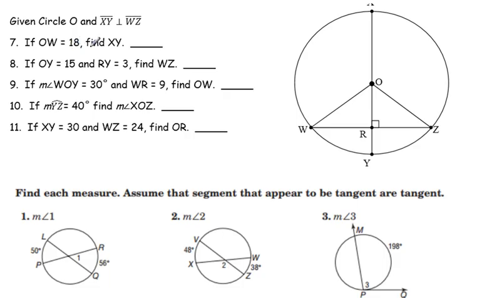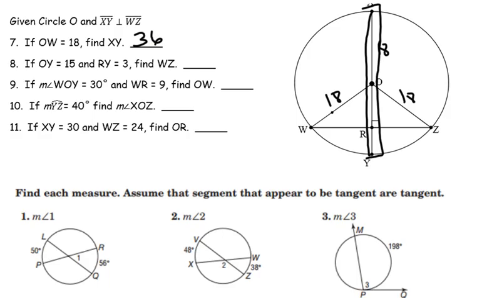Number 7, if OW is 18, OW is a radius, so that means that all of these radii are 18. Find xy. So xy is a diameter. So if the radius is 18, then the diameter would be 2 radii. So we have a total of 36.